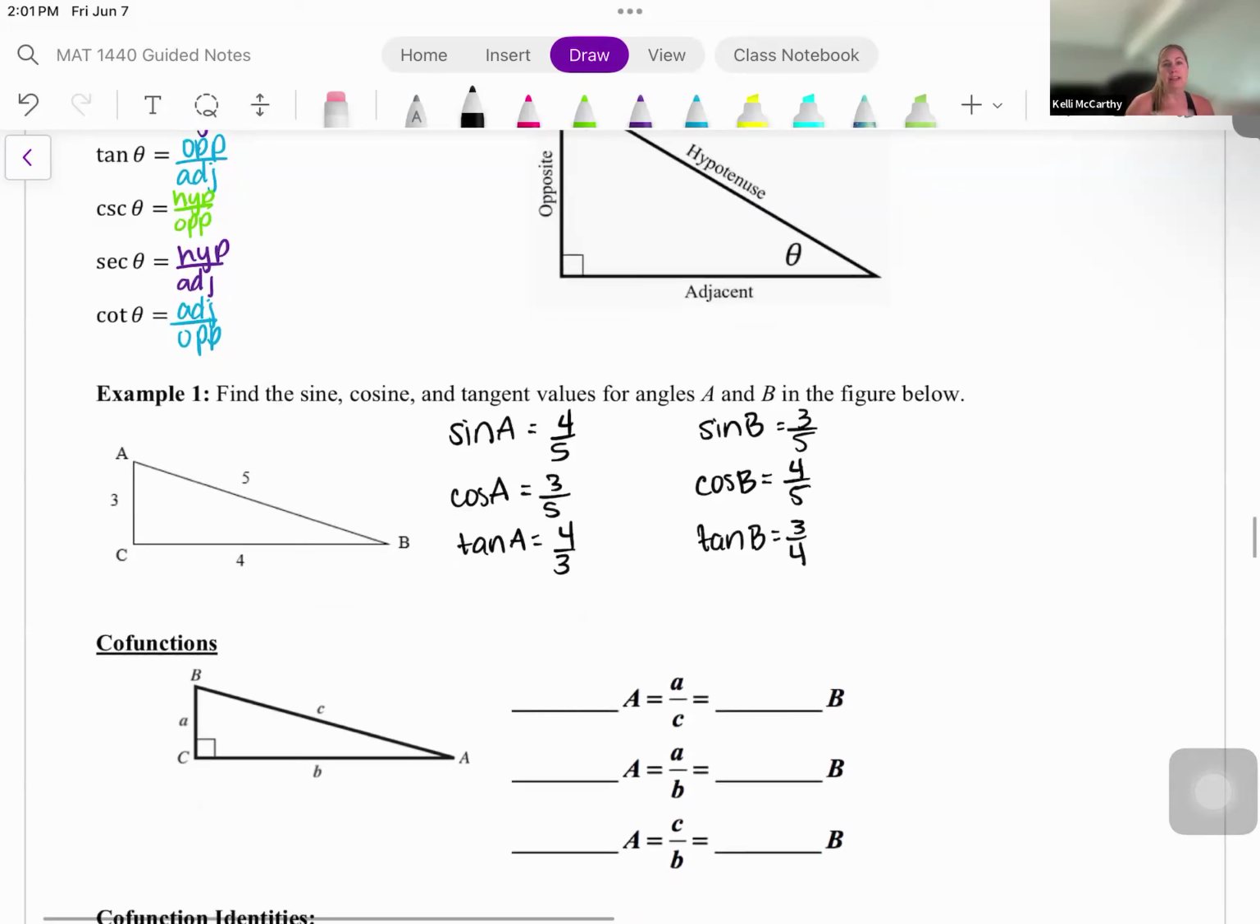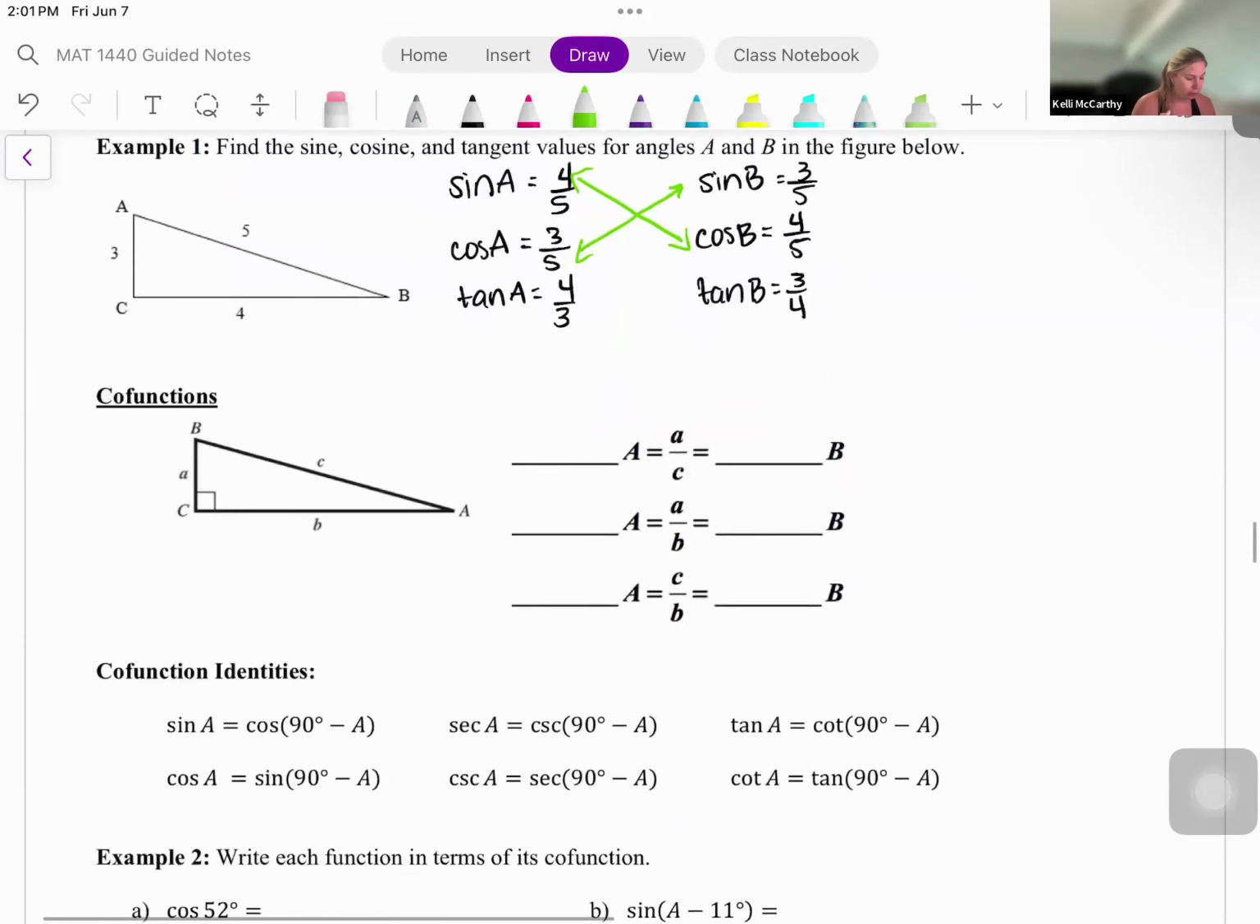Now, looking at these values, we might observe some interesting seeming coincidences. Sine of A, which was 4/5, is equal to cosine of B, which is also 4/5. Likewise, cosine of A, which was 3/5, is equal to sine of B, which was 3/5. These are called cofunctions. And there's a few relationships that we have. We've seen the relationship between sine and cosine, but there are 2 others.